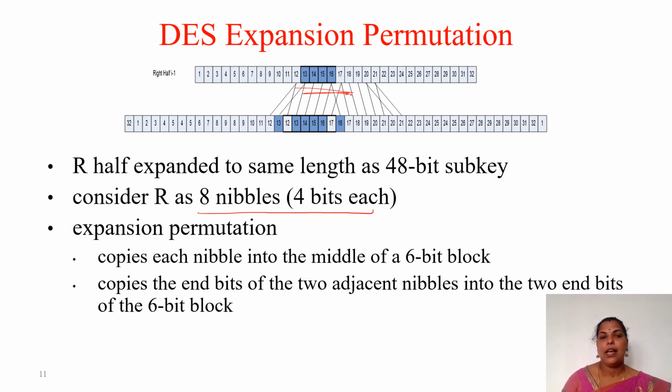This is 1 nibble. Then how we perform the expansion is, we copy each nibble into the middle of a 6 bit block. All the nibbles we copy into the middle of a 6 bit block, because we need to convert that 4 to 6. Then it copies the n bits of the 2 adjacent nibbles into the 2 n bits of the 6 bit block. For this 6 bit block we copy these 2 n bits, this 12 and 17. Likewise we do this for all the digits in order to expand the given value from 32 to 48.